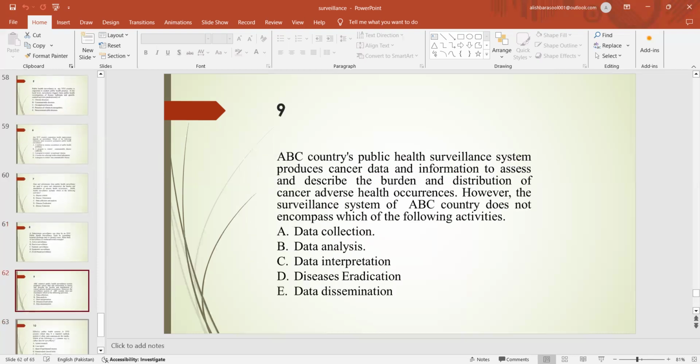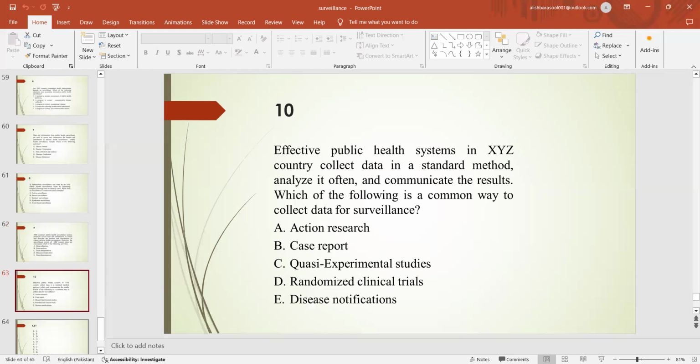ABC country's public health surveillance system produces cancer data and information to assess and describe the burden and distribution of cancer adverse health occurrence. However, the surveillance system of ABC country does not encompass which of the following activities? A, data collection, B, data analysis, C, data interpretation, D, disease eradication, or E, disease data dissemination? It's B, data analysis.